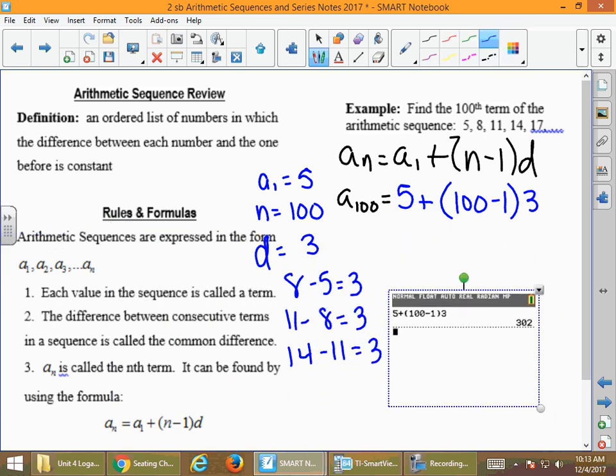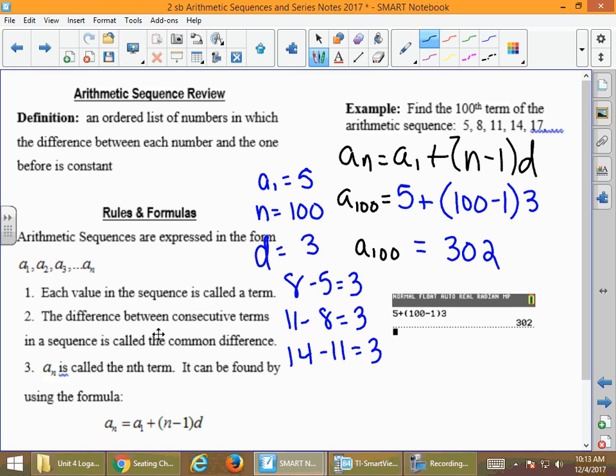Otherwise, I oftentimes calculate that by hand. But why not use your calculator if you have it? It's a straightforward type it in.